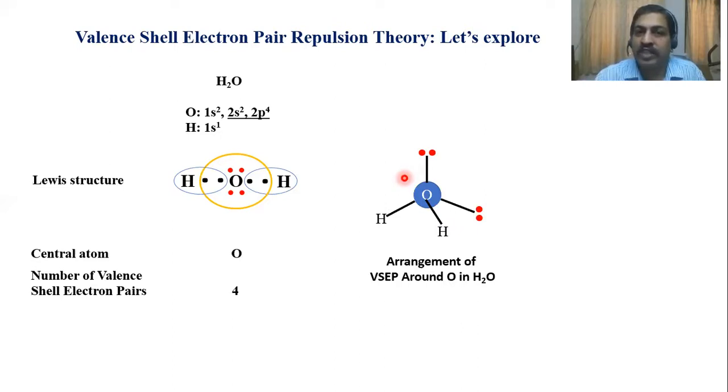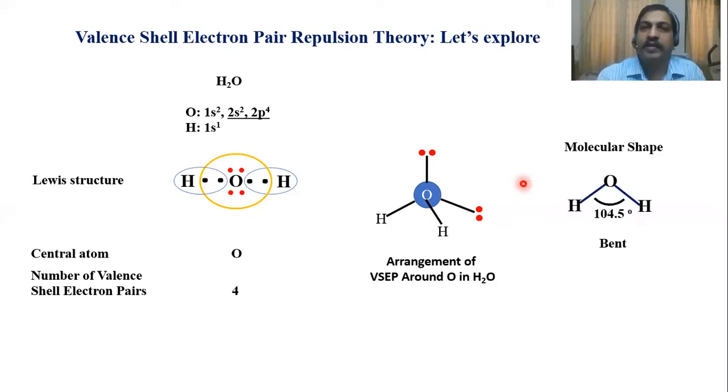If we consider only the arrangement of atoms in the molecule, we will arrive at the molecular shape or molecular geometry. So as we can see, water is having a bent shape. The bond angle is 104.5 degrees. So water is not having a linear shape. It cannot have a linear shape because there are repulsions between four valence shell electron pairs around the central atom. Due to these repulsions, it is having a bent shape. So what do we learn from this example?